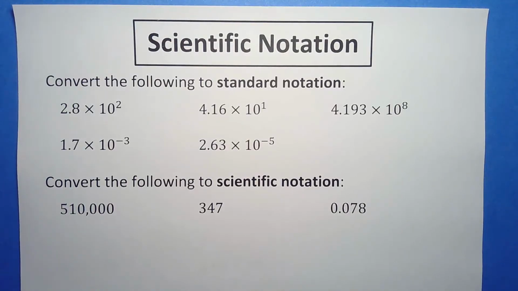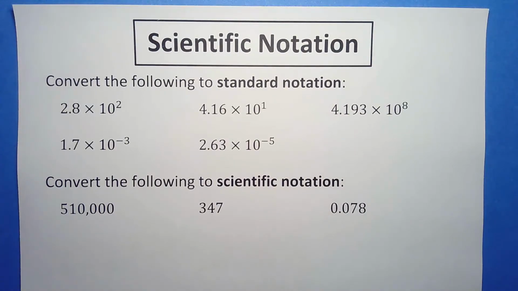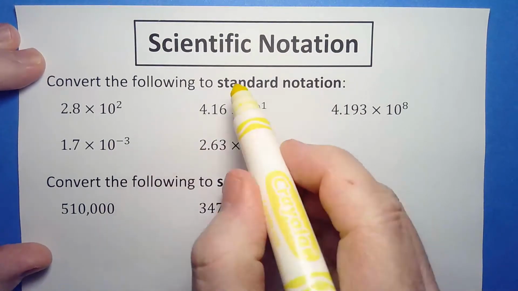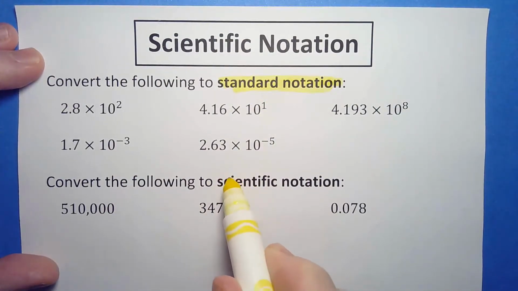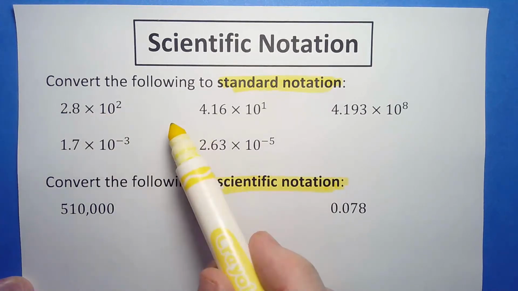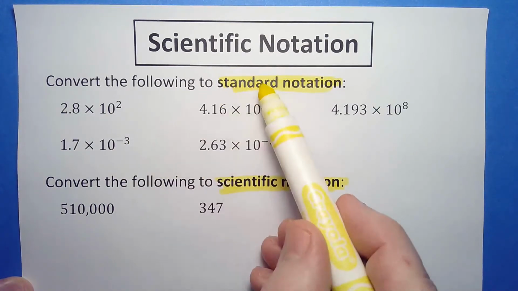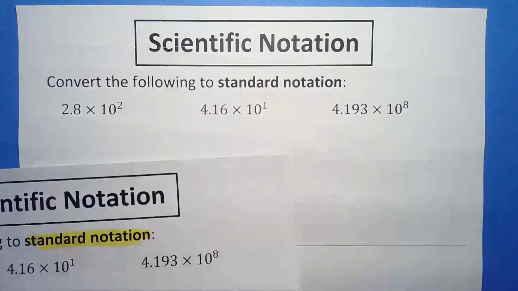Let's talk about scientific notation. In particular, what we're going to do today is convert into standard notation and also convert into scientific notation. In other words, these are all in scientific notation. We're going to turn them into standard. These are in standard. We're going to turn them into scientific. All right, so let's dive in.